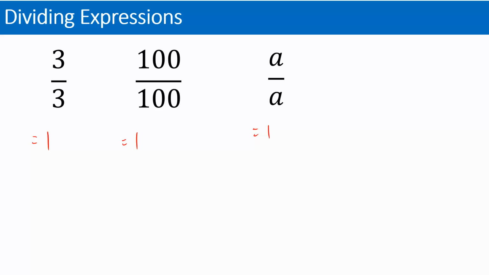So, you got your basics here. You got 3 divided by 3 is 1. 100 divided by 100 is 1. A divided by A is still 1. Now, let's try to work with this. Now I'm mixing the numbers and the letters. Now, I want you to use what you learned just on the last slide about multiplying.